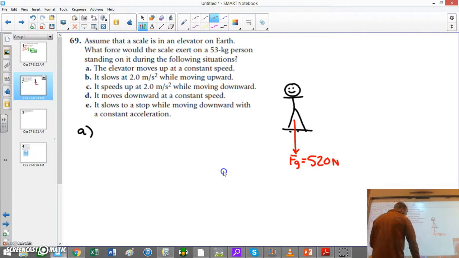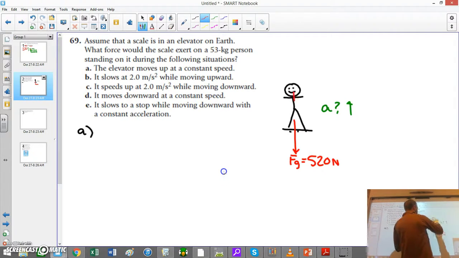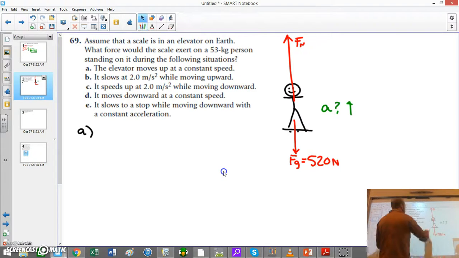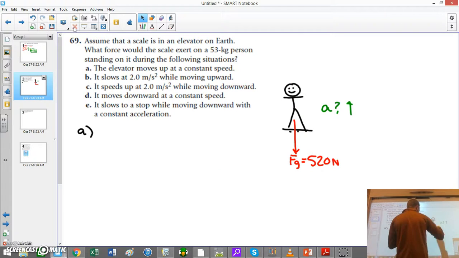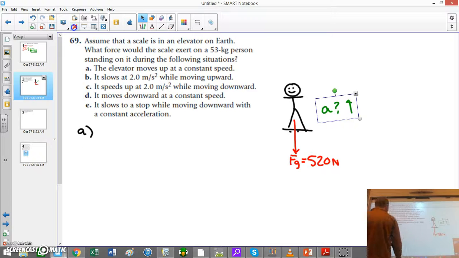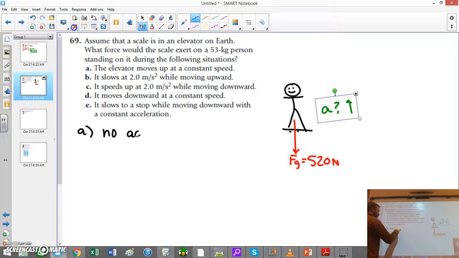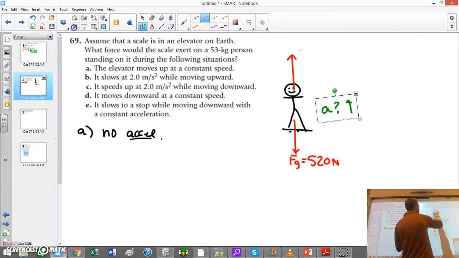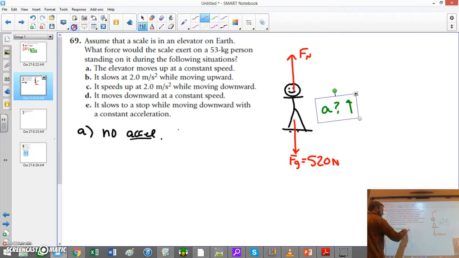Now the question is, which way are you accelerating? Because if you accelerate up, that means the upward normal force, what the scale reads, is going to be bigger. If you accelerate down, it's going to be smaller. And if you're not accelerating, then they're going to be the same, which is what part A is. Part A is there's no acceleration. So the upward normal force is the exact same, 520 newtons. And the scale is going to read exactly what the normal force is.